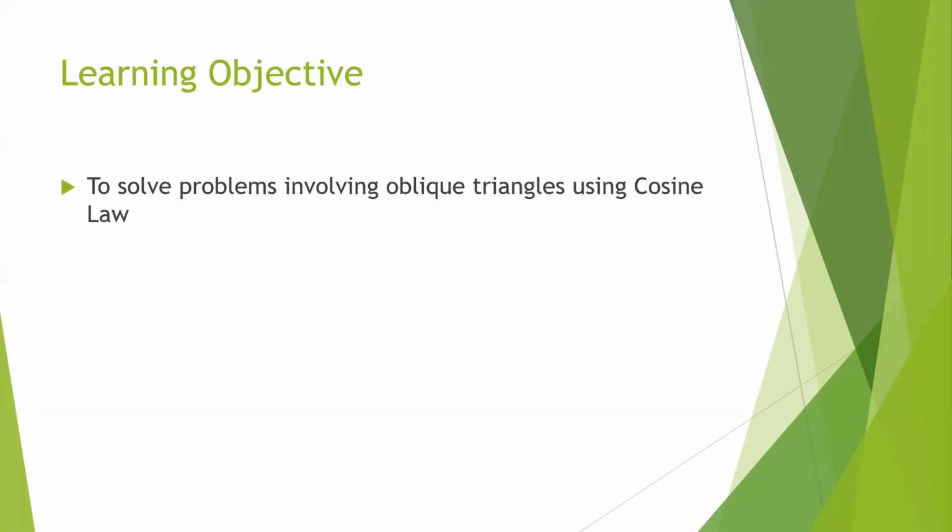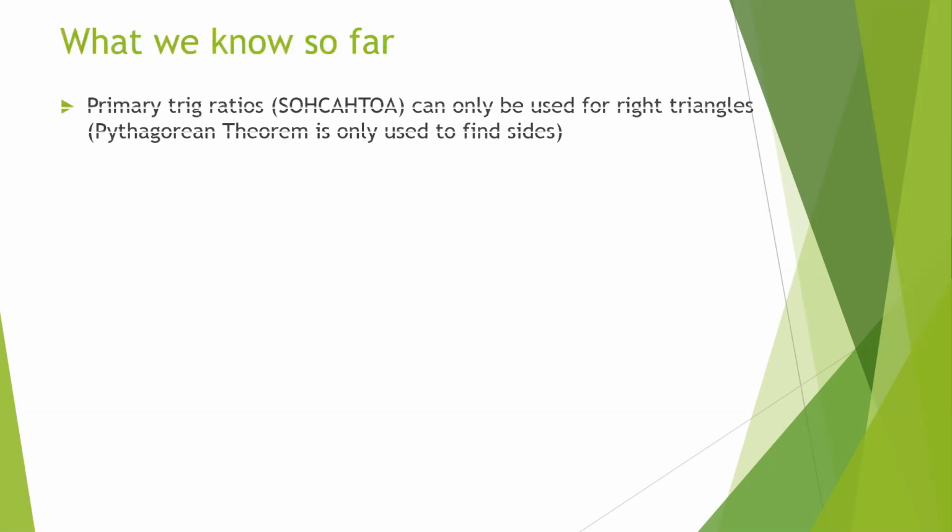So what we're looking at here is solving problems that involve oblique triangles using cosine law. What we know so far is that the primary trig ratios, SOHCAHTOA, can be used for right triangles. And Pythagorean theorem, we can still use it, but unfortunately it is very limited. We can only use it to find sides. It doesn't help us find angles. That's why when you learned the Pythagorean theorem in elementary school, you could only find sides, not missing angles.